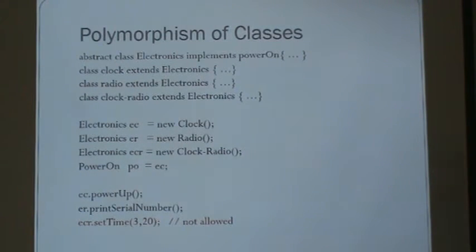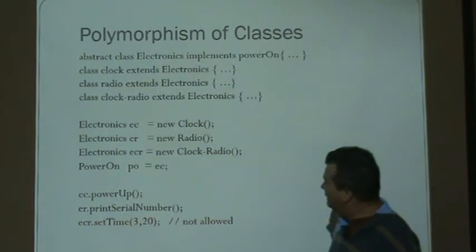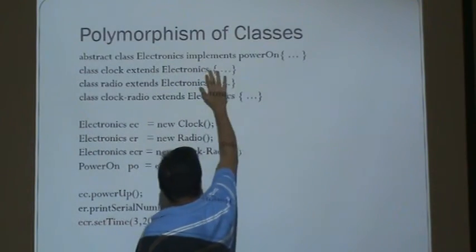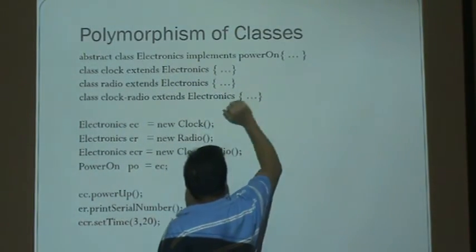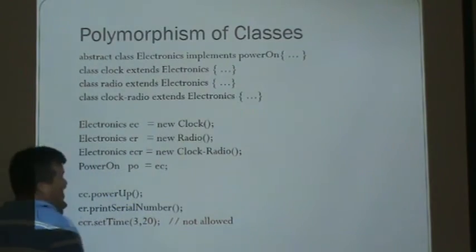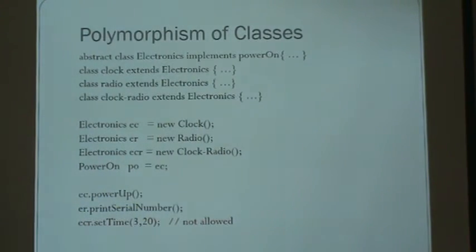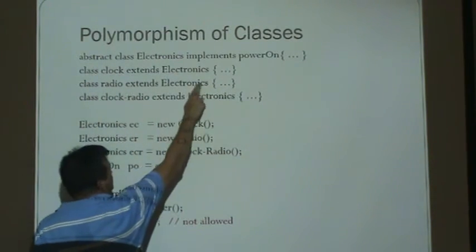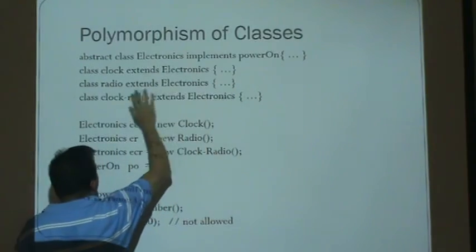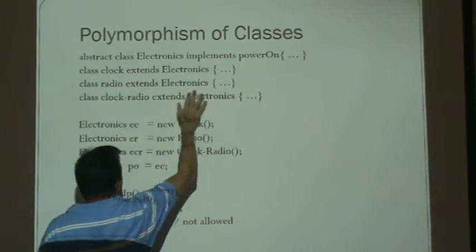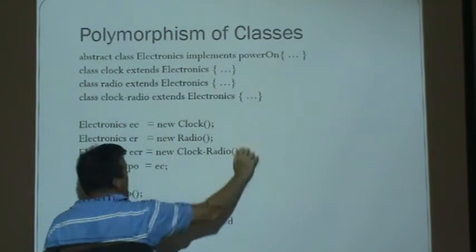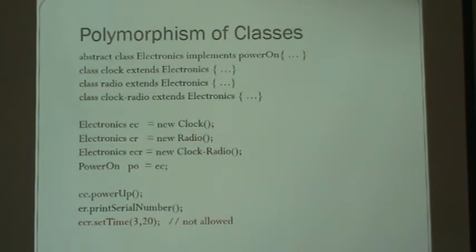For example, suppose we had a class, again, we have our abstract class Electronics, and Electronics implements a PowerOn interface, and then Clock extends Electronics, and then we fill in stuff about clocks. Radio extends Electronics, ClockRadio extends Electronics, and we write our wrapper classes in there.